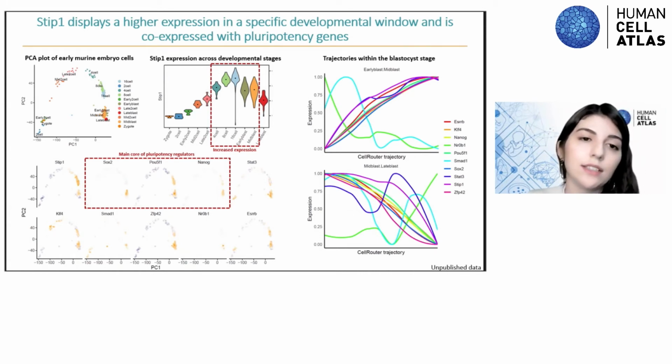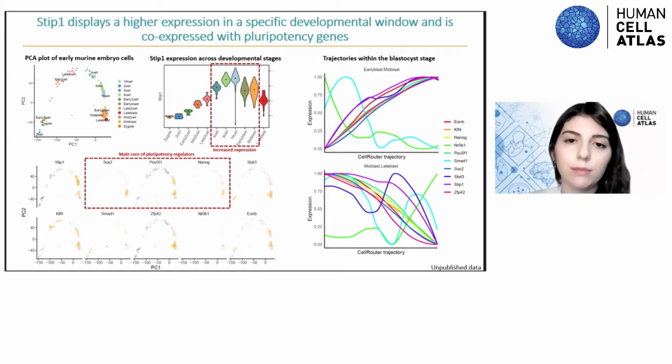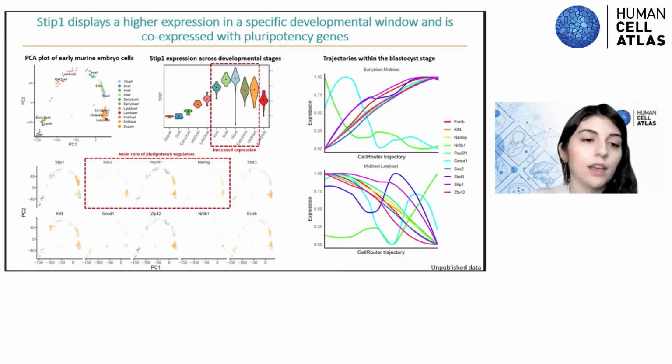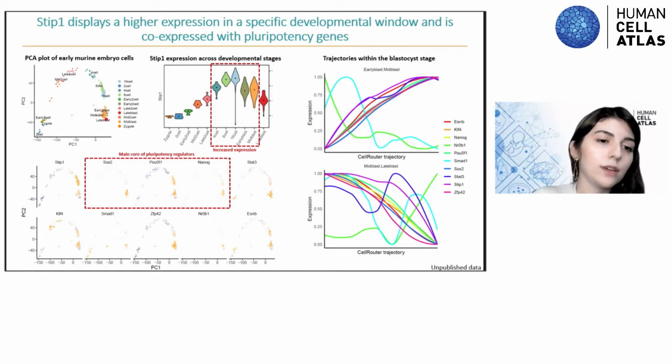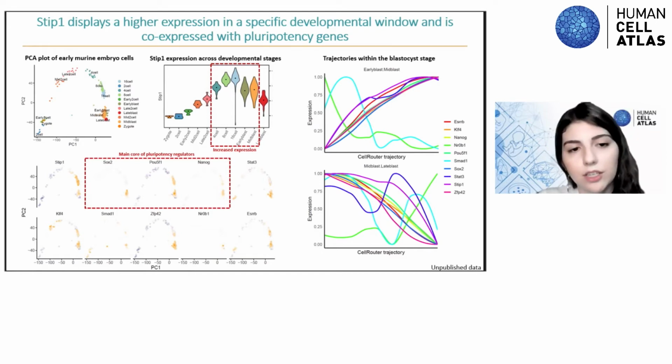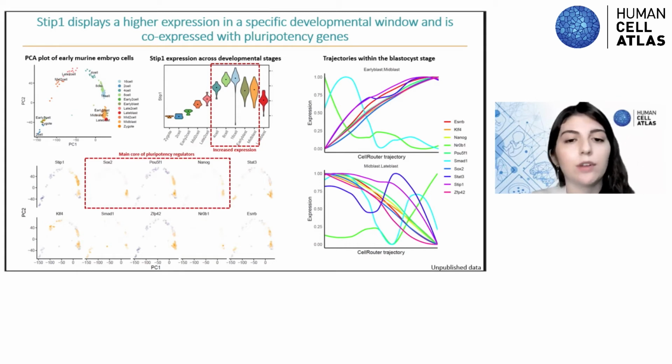We first focused on the bioinformatics analysis, so we clustered cells according to their developmental phases, and then we assessed STIP1 expression in each of these stages. We were able to observe that STIP1 expression is increased in specific stages of development from the 4-cell to the intermediate blastocyst stage. Importantly, STIP1 is co-expressed with several pluripotency genes. So here, SOX2, POU5F1, and NANOG correspond to the main core of pluripotency regulators, whereas the remainder genes correspond to an extended core.